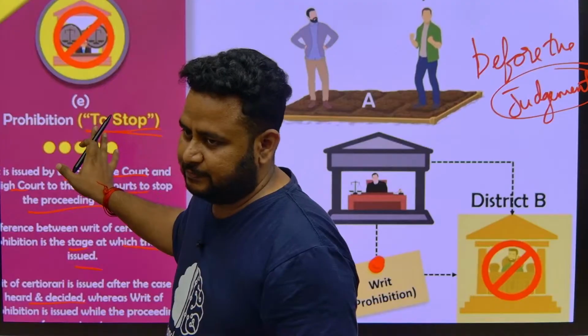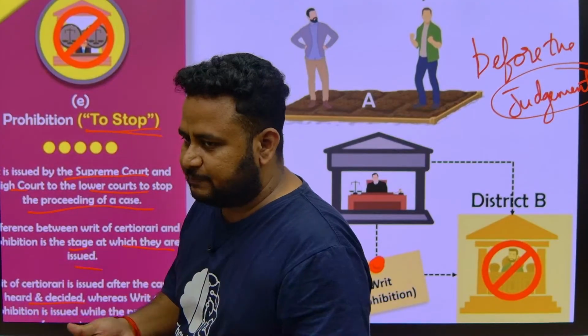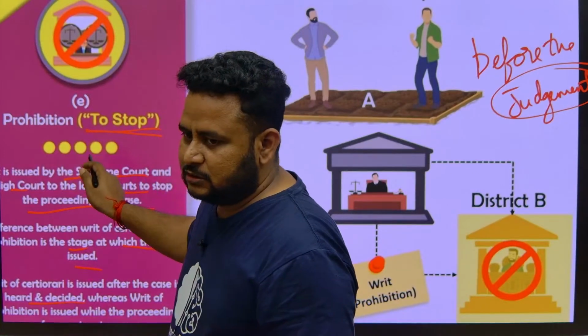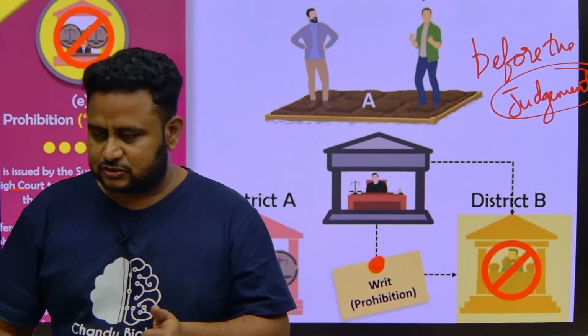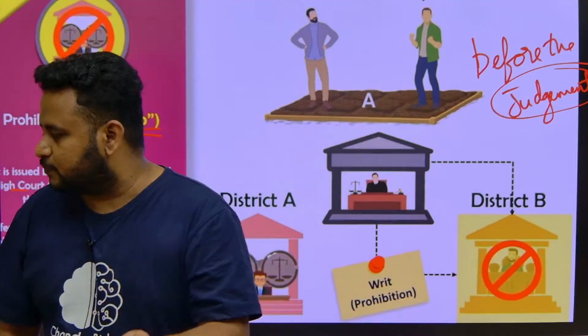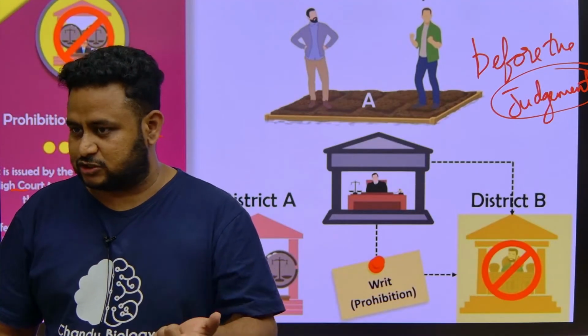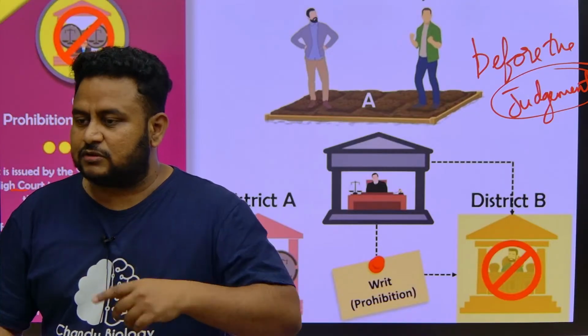Prohibit means to stop. I told you prohibition of untouchability, Article 17. Prohibit means to stop untouchability. So here the word prohibition means to stop. Okay, so we have discussed five writs. First is habeas corpus, that is to produce the body. It is issued against public authority also, private also. Coming to mandamus, it is to do your duty correctly.